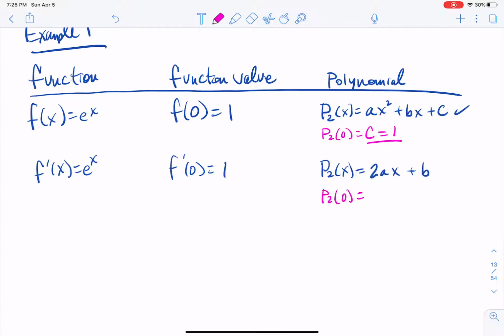And my 2a times 0 is going to disappear. I'm just going to be left with b is equal to 1. Now don't get the impression that it's always going to be 1. That's just not the case. All right, let's do it again, shall we?